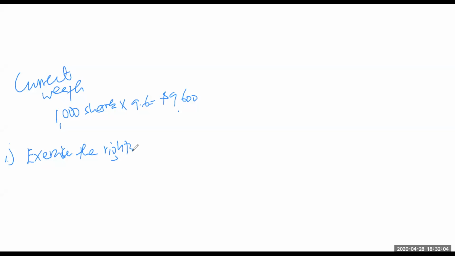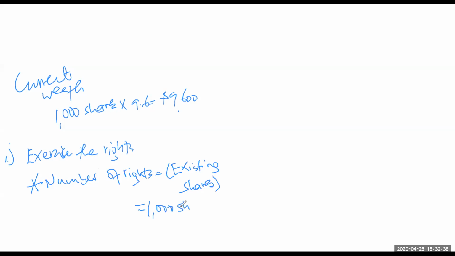For my case, let me take the number of rights to be equal to the current number of shares. You can try the other method if you prefer, but there's no harm. Therefore, the number of rights for this investor is equal to the existing shares. That's how I have defined the number of rights. And this shareholder has 1,000 shares, which means she has 1,000 rights.